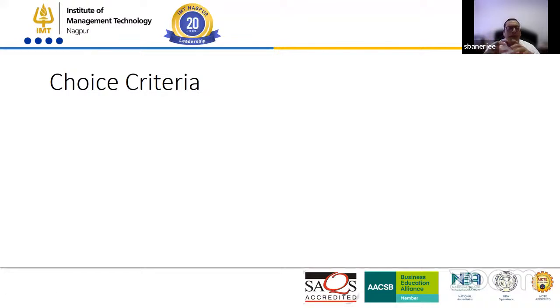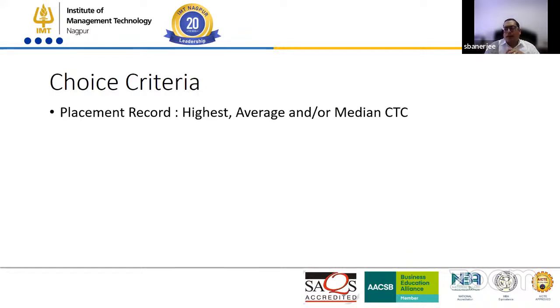Now, let me come back to what we were discussing, that how generally do we choose? What are our choice criteria? The first, obviously, is the return on investment, ROI criteria, in which we look at a B school in terms of its placement record, recent or the past or last few years, the trend. We look at what has been the highest pay package, what has been the average pay package, and whichever way you look at it, the median cost to the company or pay package, essentially.